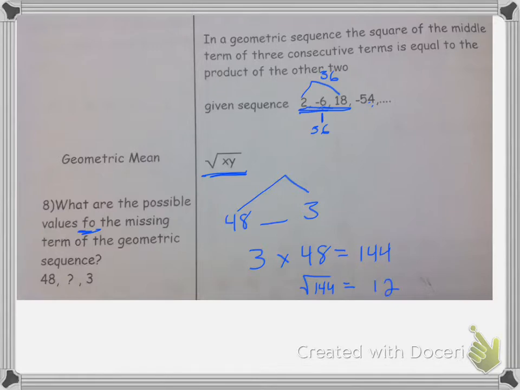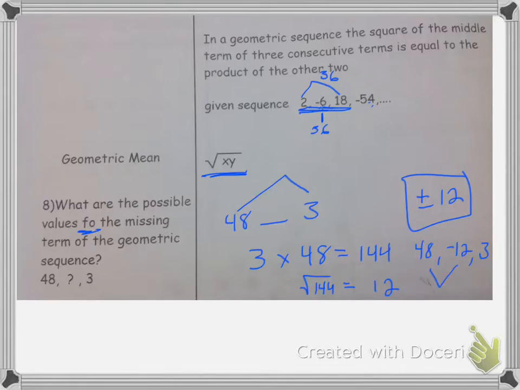Okay, now notice it says what are the possible values. 12 could be a value, but also negative 12 could also be that middle term. If negative 12 is that middle term, all it would mean is that the common ratio is negative, because it went from a positive to a negative to a positive. Okay, look at this though.